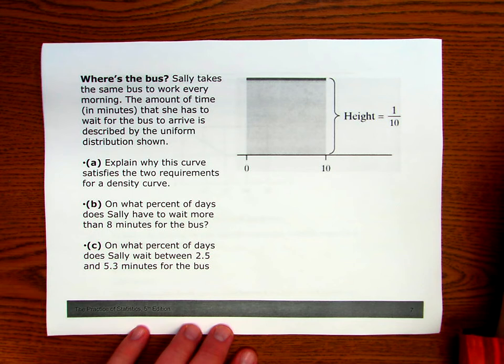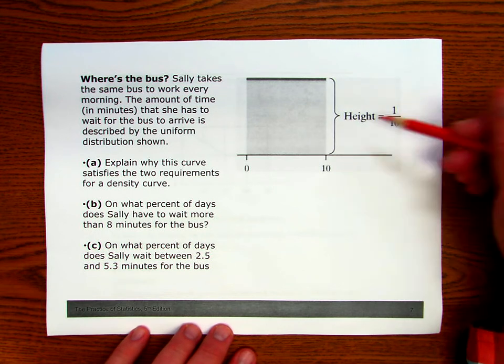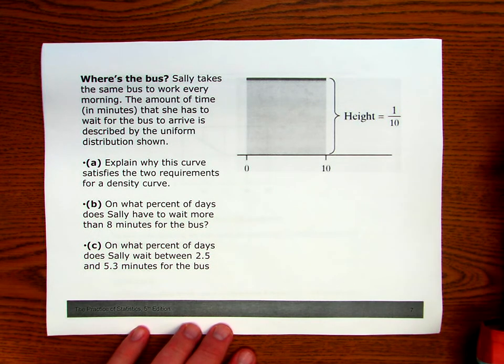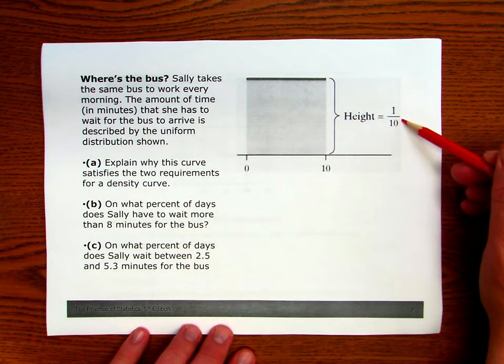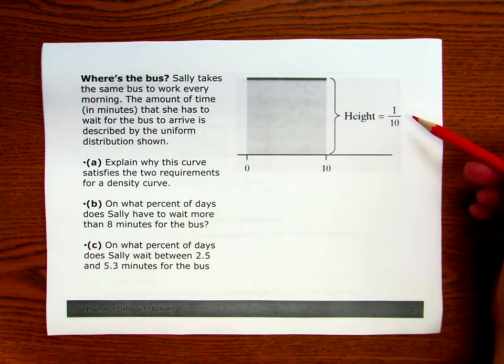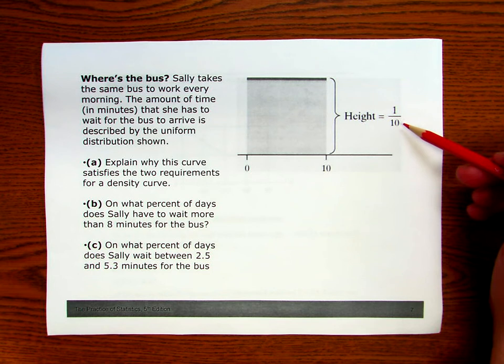The second condition is that the area under the curve is 1. Well, this is a rectangle. You have the rectangle's base times height. The base is 10. The height is 1/10. 10 times a tenth is 1. So both conditions for being a density curve have been met.